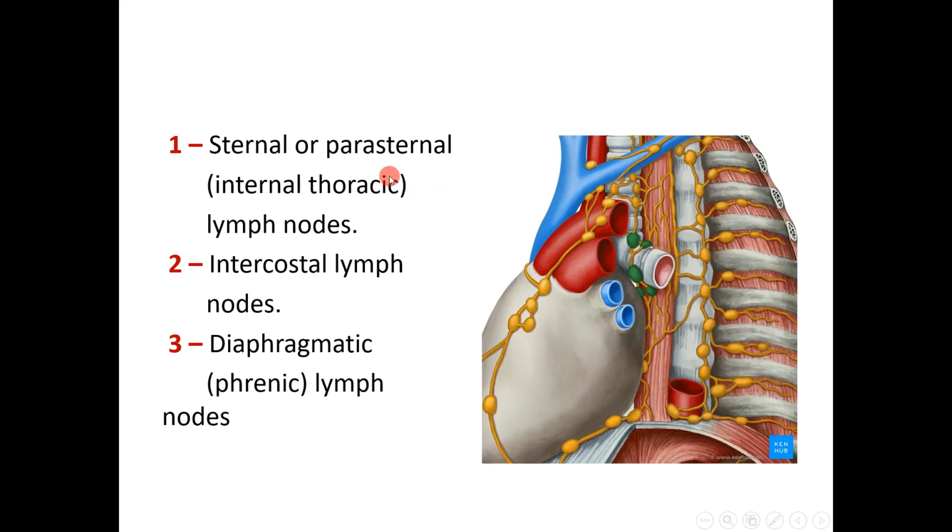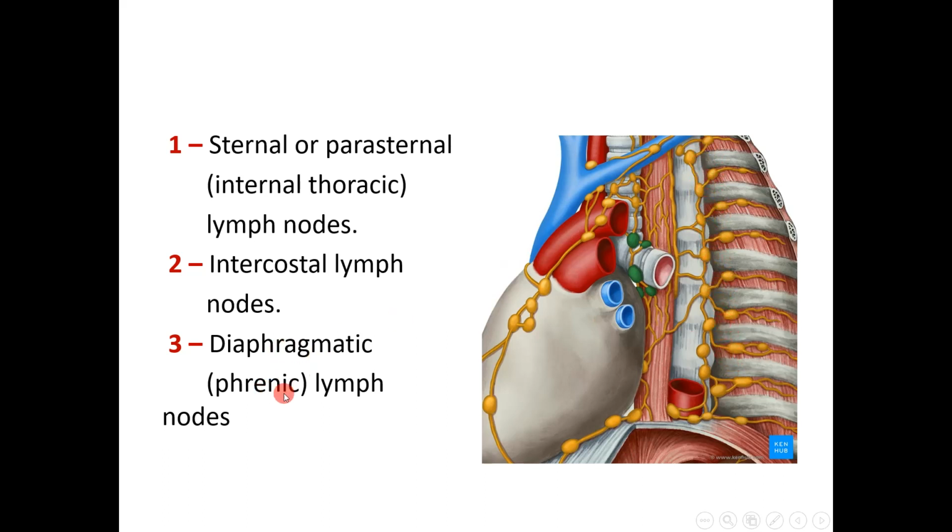So, a summary of this lymphatic drainage of the thoracic wall. We have first of all the sternal or parasternal, which is not present here in this picture. Second, we have the intercostal lymph nodes. Here we have the intercostal lymph nodes, you see. All these are intercostal lymph nodes.